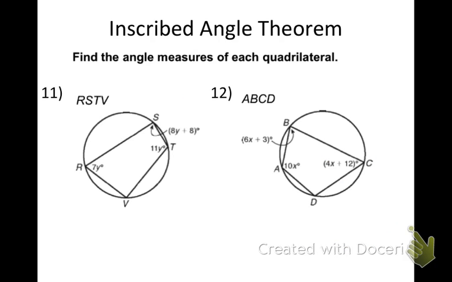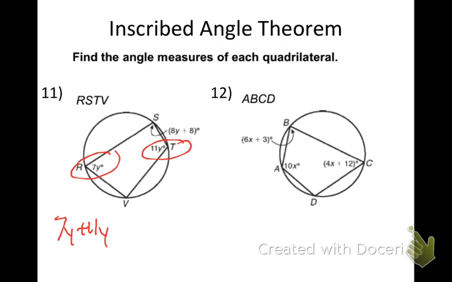So let's look at number 11. I want to find the angle measures of each quadrilateral, so all the different angle measures there. On number 11, I need to deal with some opposite angles. Which angles are opposite, Drew? R and T. Do I set those equal to each other, Drew? No. You add them, you set them equal to what, Drew?